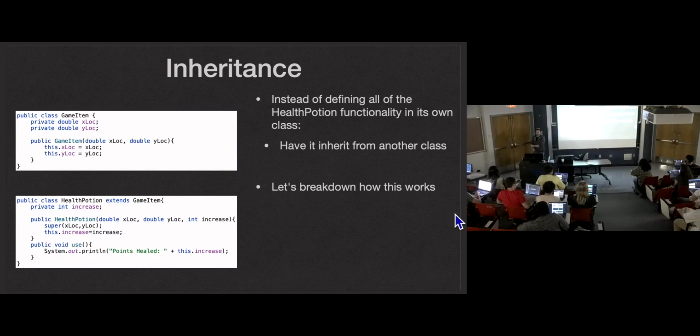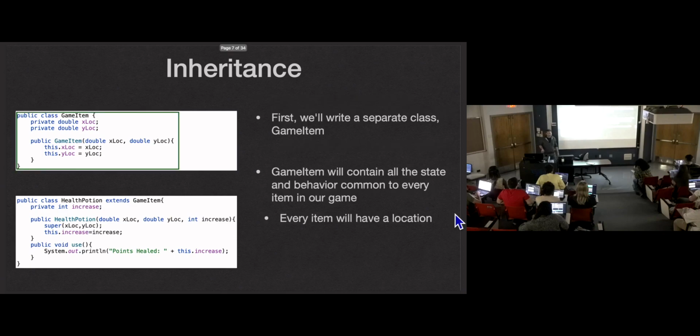So this is inheritance. Let's refactor the code. This code does the same thing as the code on the previous slide, but we're setting it up in a very different way. So now instead of just the health potion class that has all of that functionality, we're creating a second class, game item, and inheriting game item in health potion. So health potion is going to extend game item, which means it gets all of the state and behavior from the game item class. So let's take a look at this one.